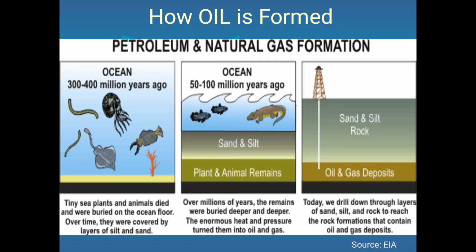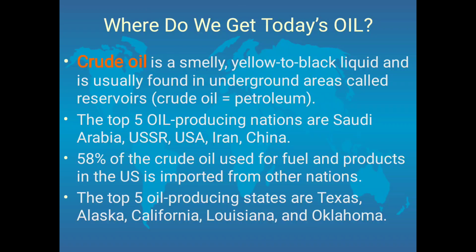Today, we drill down through layers of sand, silt, and rock to reach the rock formation that contains oil and gas deposits. Where do we get today's oil? Crude oil is a smelly yellow to black liquid and is usually found in underground areas called reservoirs. The top 5 oil producing nations are Saudi Arabia, USSR, USA, Iran, and China. 58% of crude oil used for fuel and products in the US is imported from other nations. The top 5 oil producing states are Texas, Alaska, California, Louisiana, and Oklahoma.